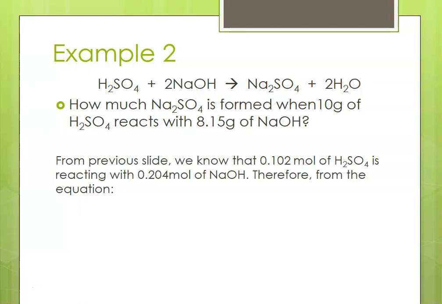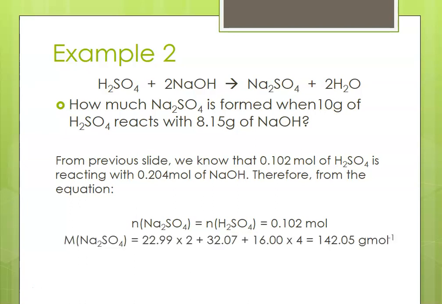So looking at that equation, at the top on the balanced equation, you can see that the moles of sodium sulfate and the moles of sulfuric acid are the same. It's a 1-to-1 ratio. So if we need 0.102 moles of sulfuric acid, then we're going to produce 0.102 moles of sodium sulfate. From this point, the equation actually becomes quite straightforward.